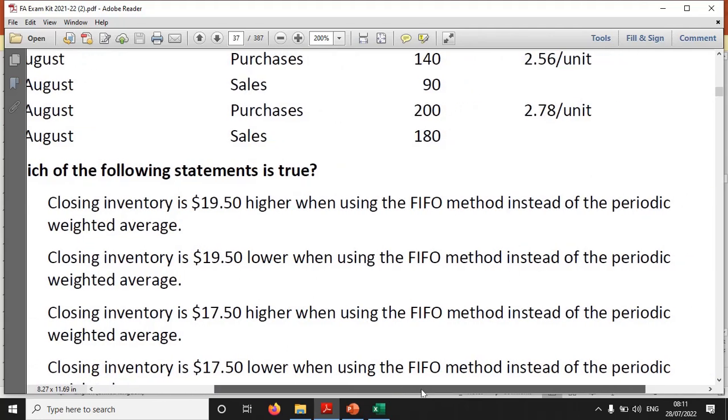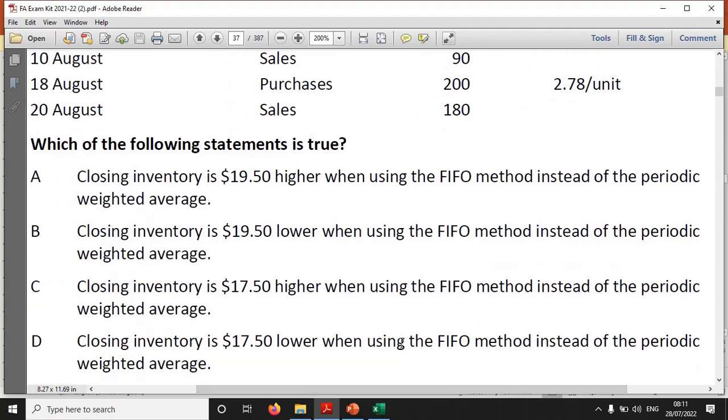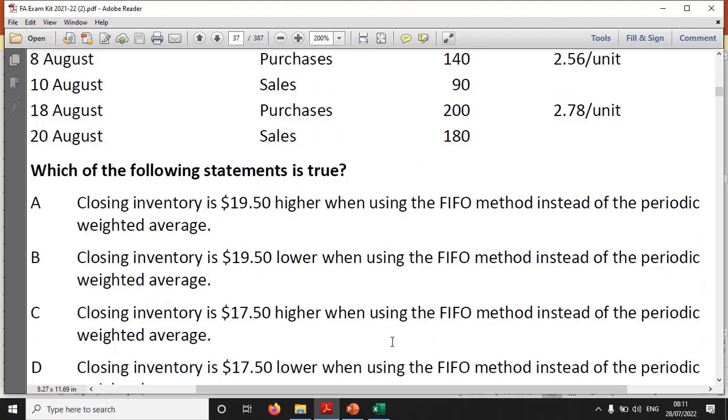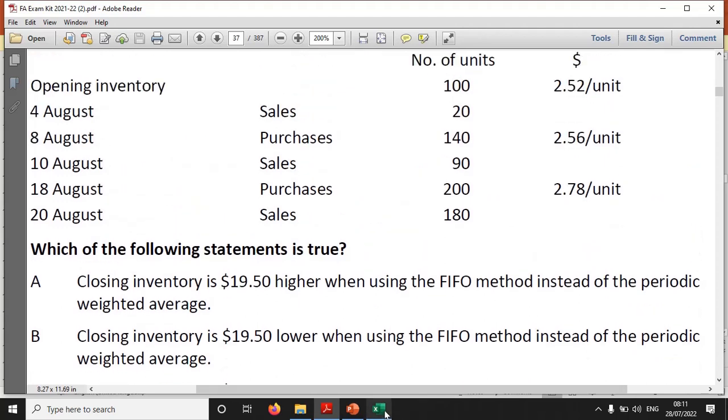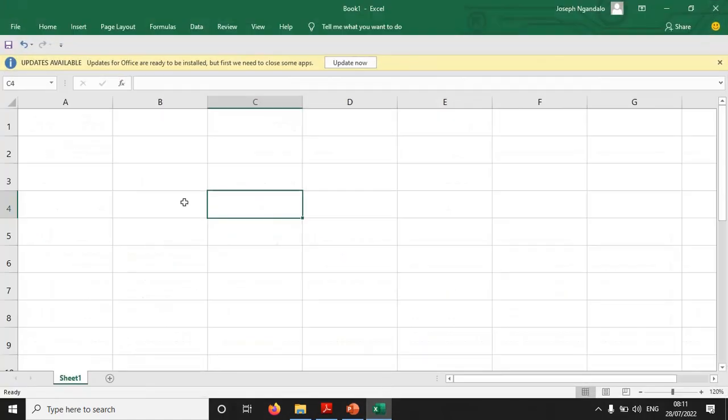Yeah, the period weighted averages, as well as FIFO. Now, I'll need to go to Excel just now. I'll start with the FIFO. Try to go to Excel, and please follow me. You should also be writing dates. Then there is movement.